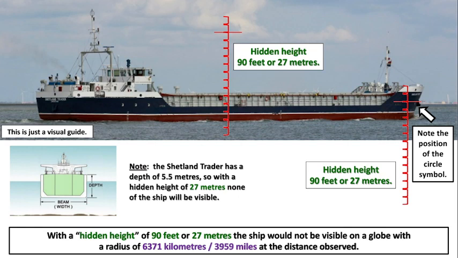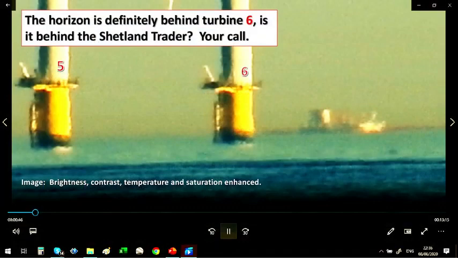With a hidden height of 90 feet or 27 meters, the ship would not be visible on a globe with a radius of 6,371 kilometers, 3,959 miles at the distance observed. The horizon is definitely behind Turbine 6. Is it behind the Shetland Trader? Your call.